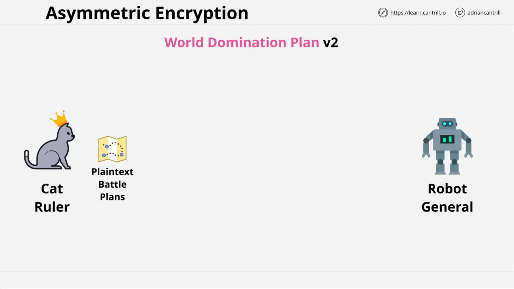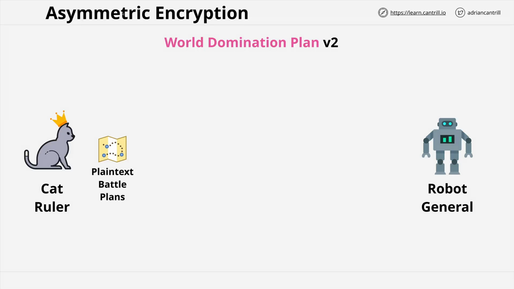And that's to use asymmetric encryption, and this addresses some of the problems that our rulers are facing. It makes it much easier to exchange keys because the keys used in asymmetric encryption are themselves asymmetric. Now let's look at exactly what this means.